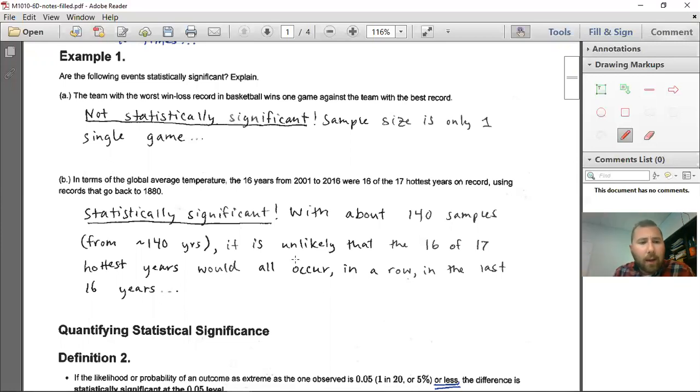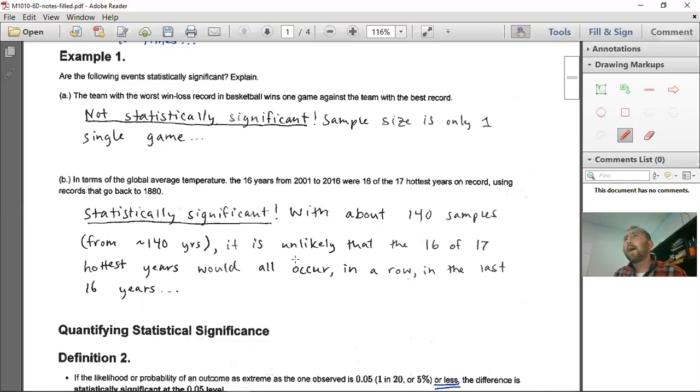Okay, and on the opposite end, another example. In terms of global average temperature, the 16 years from 2011 to 2016 were 16 of the 17 hottest years on record, using records that go back to 1880. I'd say this is statistically significant. We're working with about 140 samples here, one from each year, and I'd say it's pretty unlikely that 16 of the 17 hottest years would all occur in a row in the last 16 years.